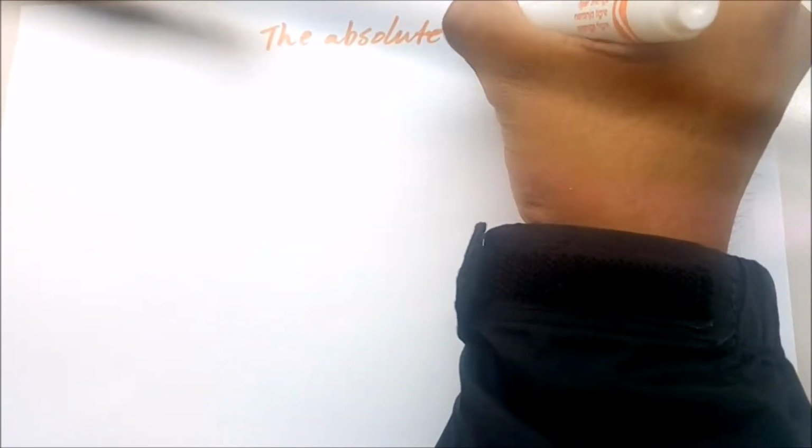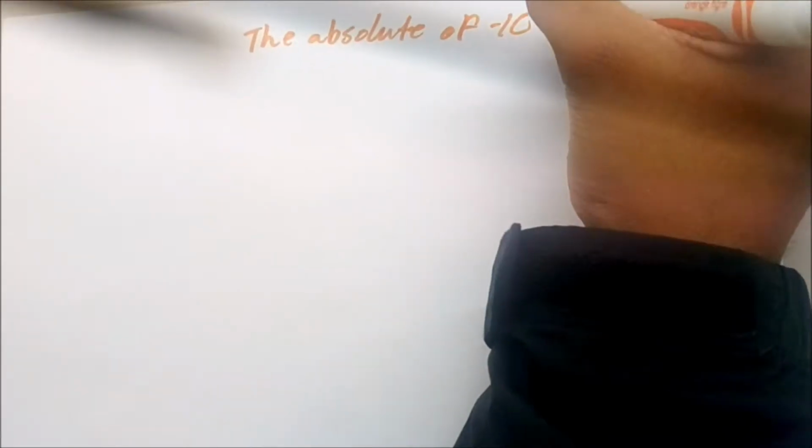We will be focusing on absolute values, functions, and inequalities. The absolute value of a number is the number's distance from zero and will always be positive. An example would be how the absolute value of negative 10 would be 10.